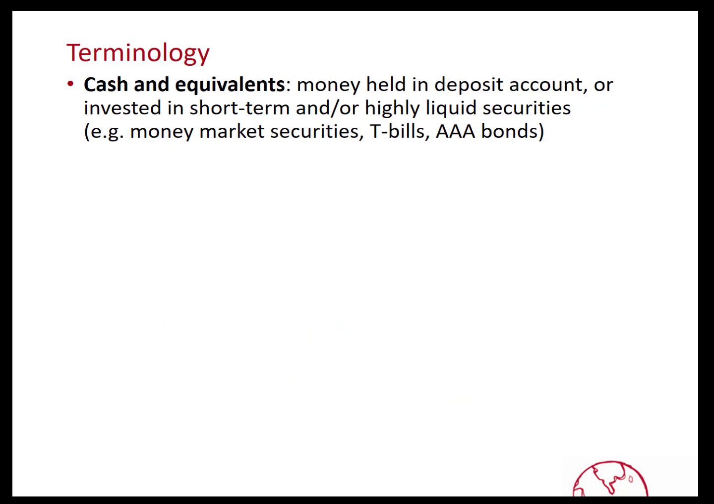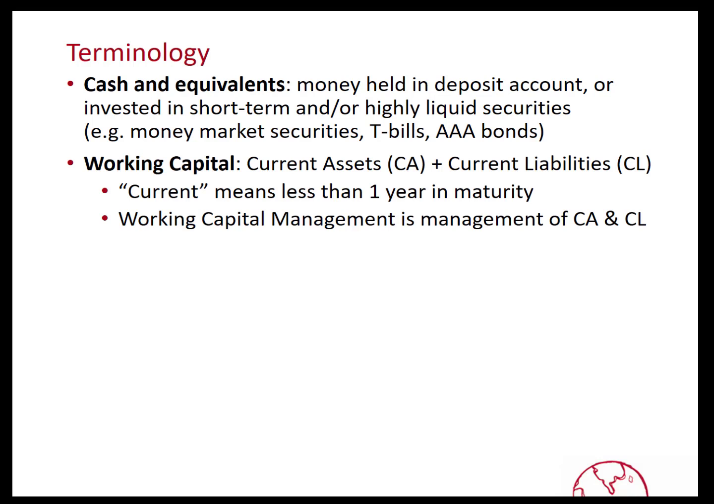So what we're talking about today is management of cash and equivalents, where equivalents could be money that's invested in highly liquid, short-term marketable securities. And when we're talking about working capital, we're talking about current assets and current liabilities, where these are shown on the balance sheet as having less than 1 year maturity. Current assets would be accounts receivable, inventory, and current liabilities, typically accounts payable. There are other items, but we're going to focus on those three.